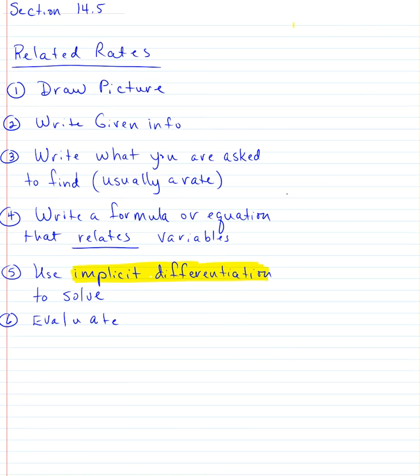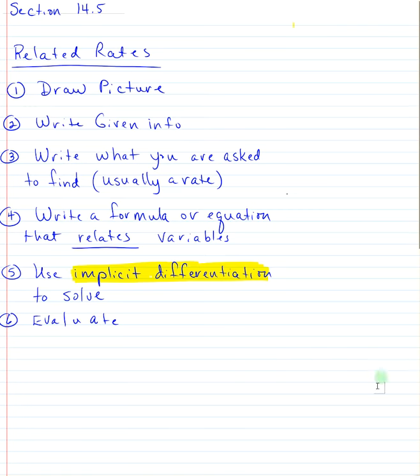Number 1, draw a picture if that's going to help us. 2, write down your given info. What are you given? 3, write what you're asked to find, which is usually a rate. Remember that derivatives are rates. 4, write a formula or equation that relates your variables. 5, use implicit differentiation to solve and evaluate.